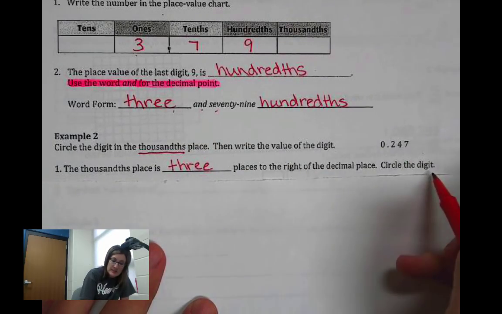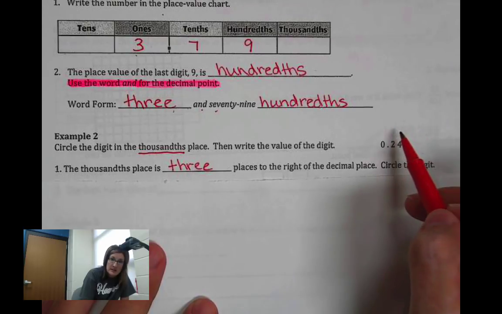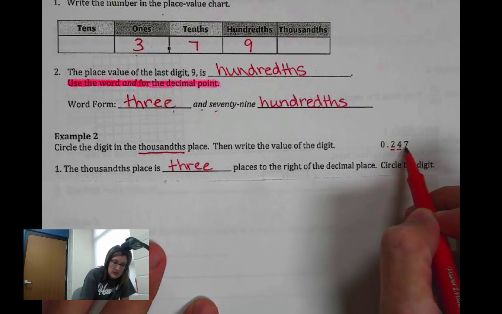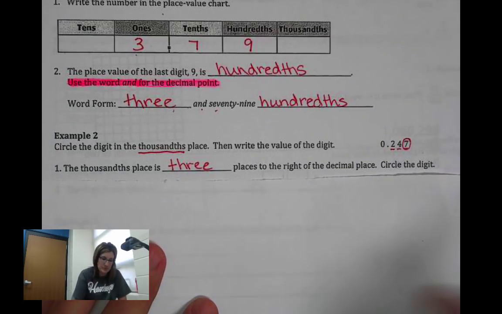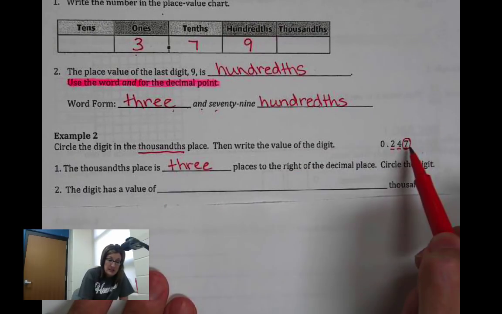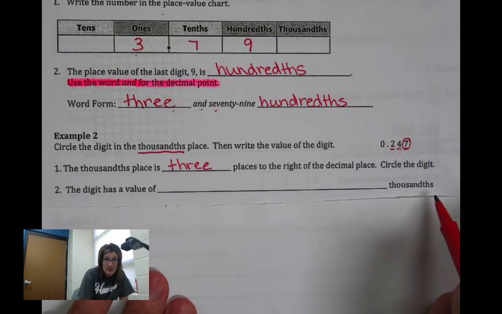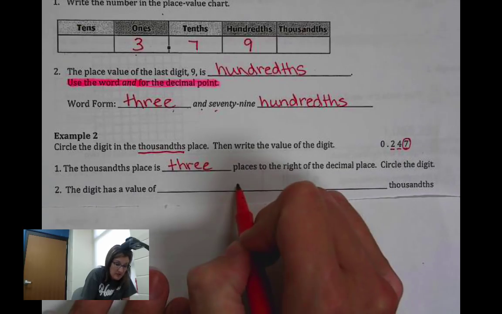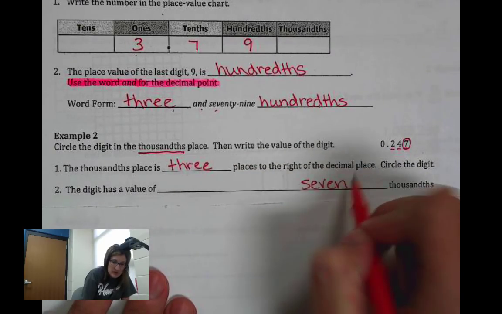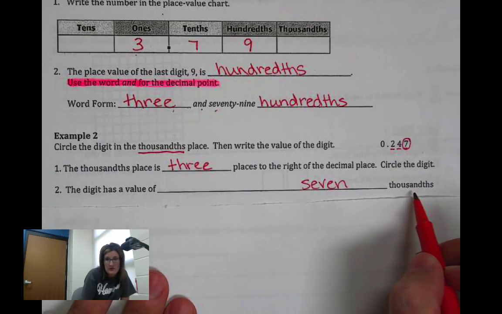So let's circle our digit up here. That is 3 places to the right. So we have 1, 2, 3. So we're going to circle our 7. And the value of the digit is 7. And because it's in the thousandths place, it's 7 thousandths. So 7 thousandths.